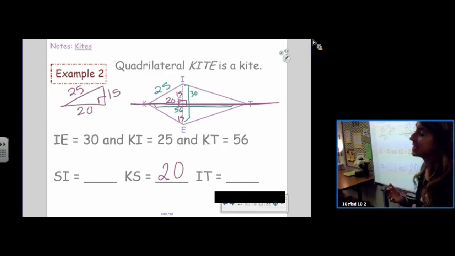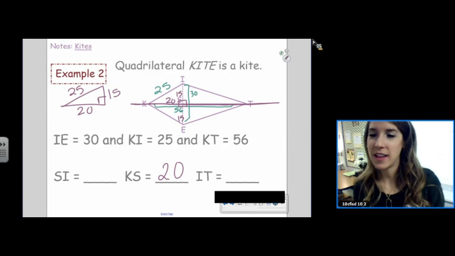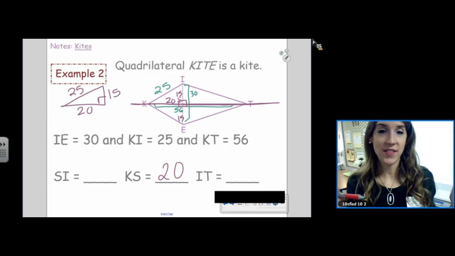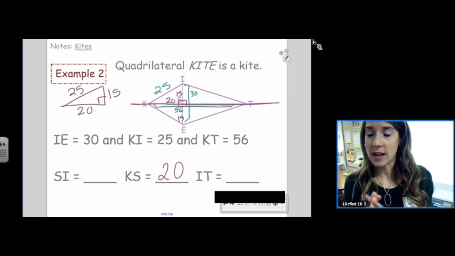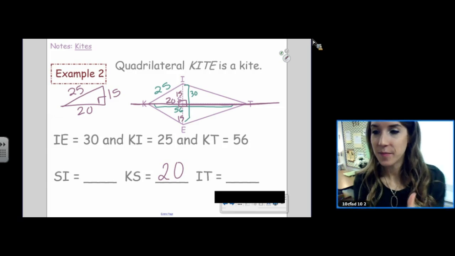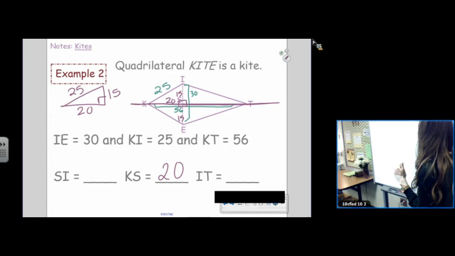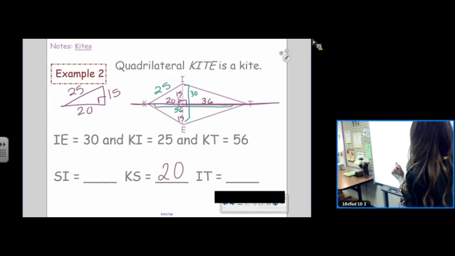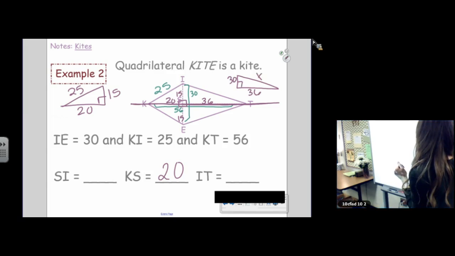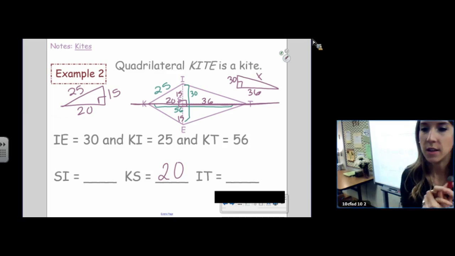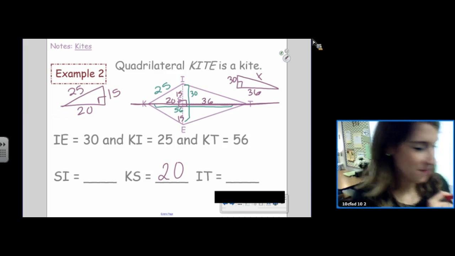Alrighty, now we use the segment addition postulate. I know you don't know that that's what you're using, but KT is 56. KS is 20. So what is ST? 56 minus 20? 36. So now we have ourselves another right triangle. 30, 36, and X. So now we can do Pythagorean theorem.